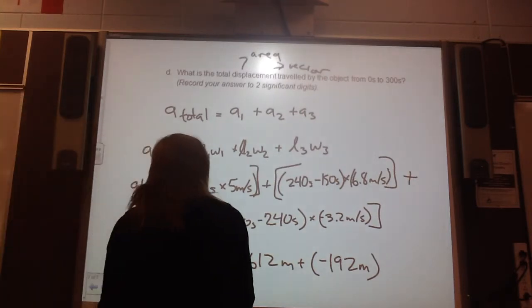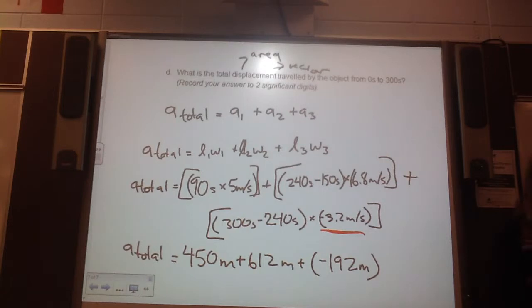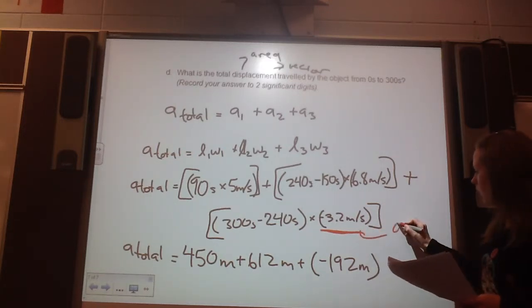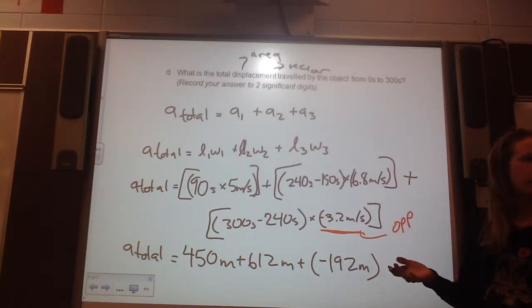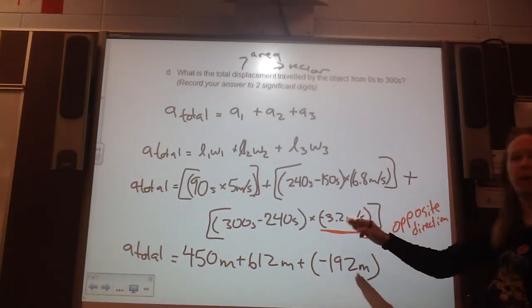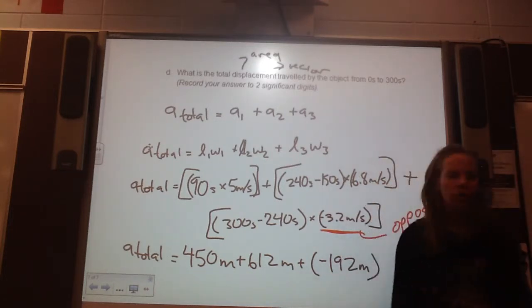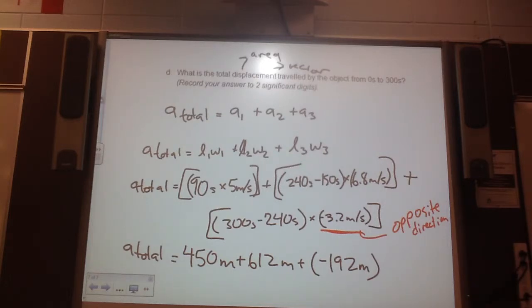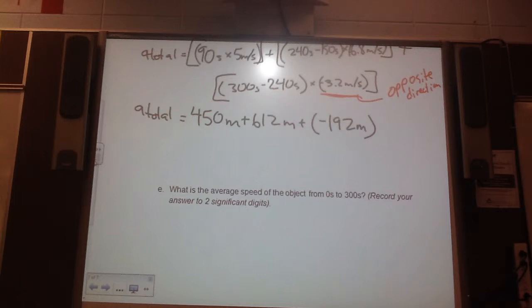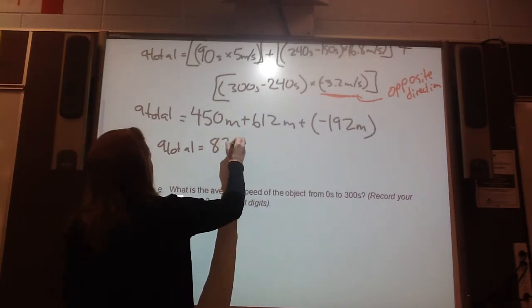How did I know that this one was negative? It's in A3. Look back at your graph. How do I know that's negative? It's going the opposite direction, and on the graph it's physically negative. After I've changed direction, my velocity as a vector needs a negative to symbolize it's going in the opposite direction. So my area total is equal to 870 meters.